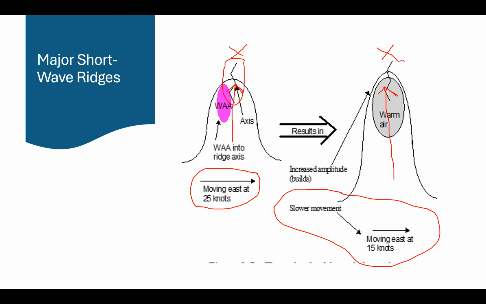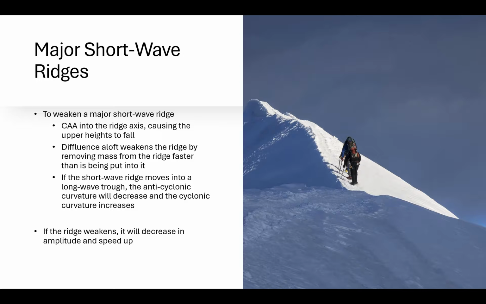The opposite occurs now with... Do I have a diagram of it? No, I don't. But the opposite occurs here with a major shortwave ridge if you want it to weaken. If you get cold air advection into that ridge axis, again, it causes upper heights to fall, which is exactly opposite of what you want for a building ridge. And then the diffluence aloft.